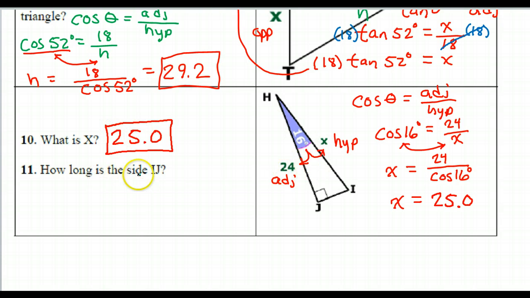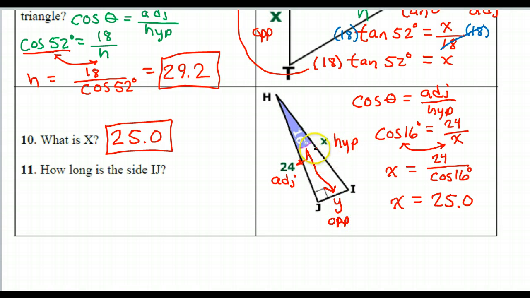All right, now, how long is side ij? ij is the opposite leg. I'm just going to go ahead and call this y. Let's just call it y. So if we look at this now, we still have to deal with the 24 because that's the only one that we've got. But now we're dealing with this y. So we're dealing with adjacent and opposite.